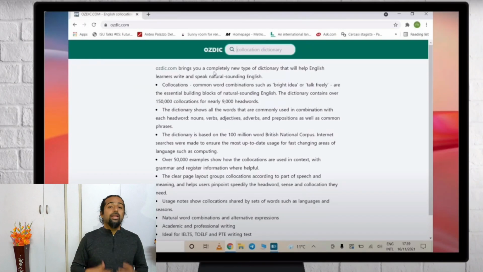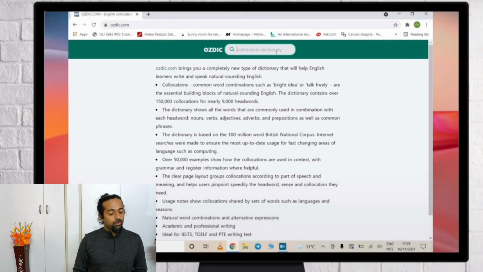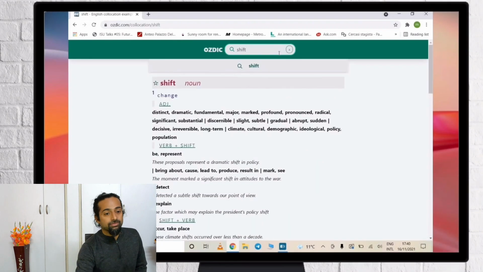Now, how to find collocation? You need to know this also. Let me show you. First, let us log into ozdic.com. Okay, here we will put the word shift. Let's put the word shift here.